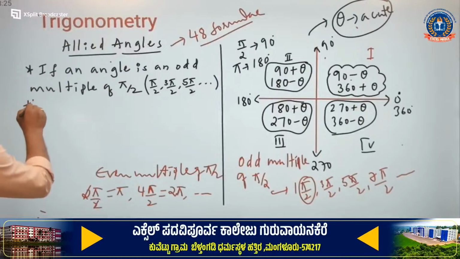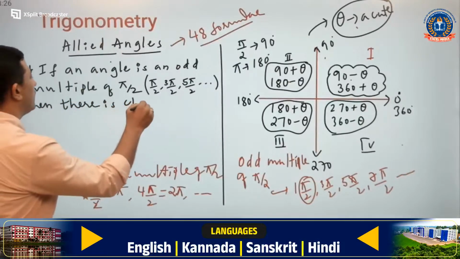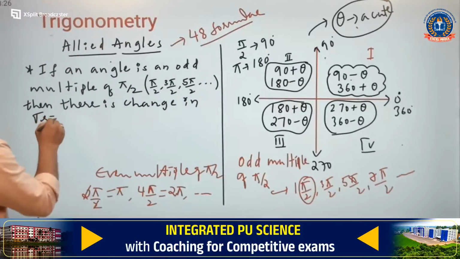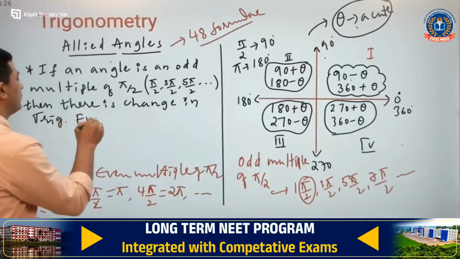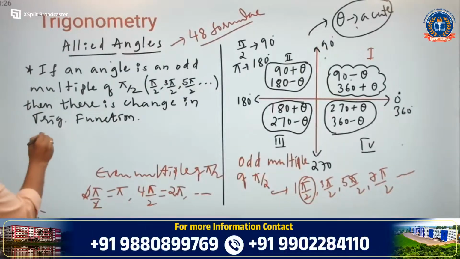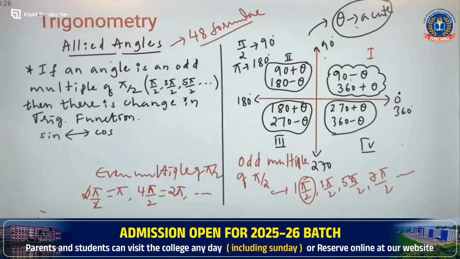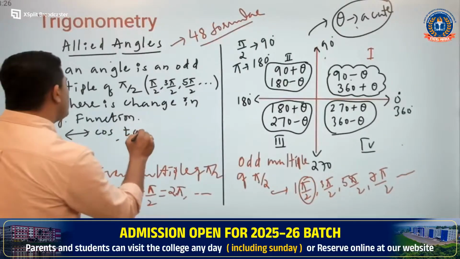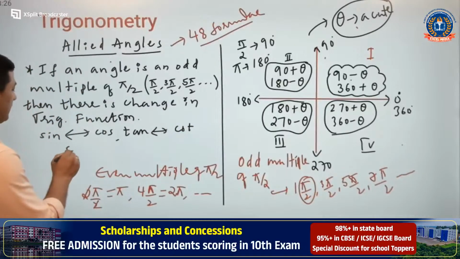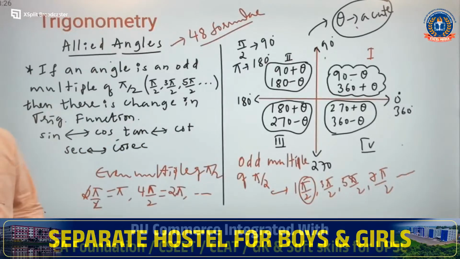Then there is a change in trigonometric function. Sin changes to cos and cos changes to sin. Tan changes to cot, cot changes to tan. Sec changes to cosecant and cosecant changes to secant.